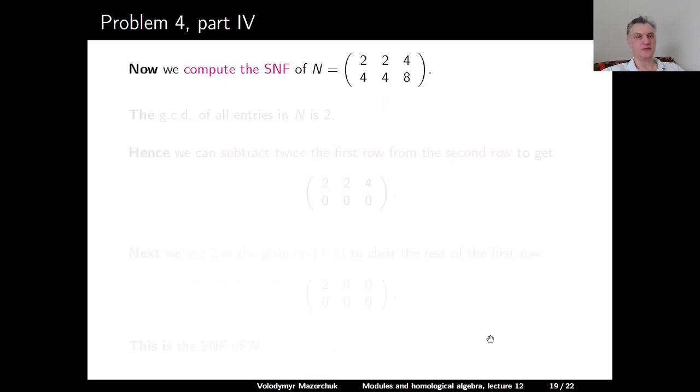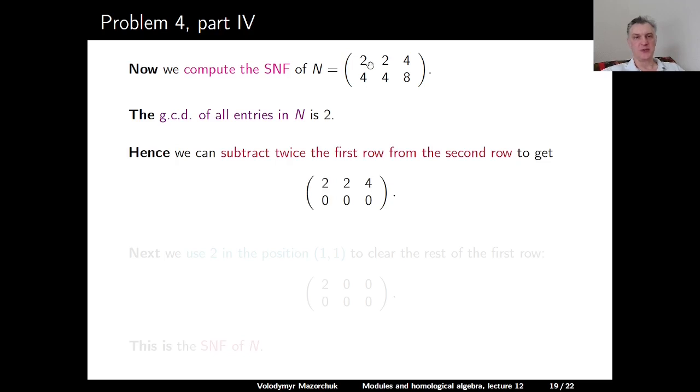Now we need to compute the Smith canonical form of the matrix N, which is 2, 2, 4, 4, 4, 8. The greatest common divisor is 2, so we can use this 2 in position (1,1) to kill everything else in the first column. So we subtract twice the first row from the second row, and we get the matrix 2, 2, 4, 0, 0, 0. Now we use 2 at position (1,1) to kill everything else in the first row using elementary column operations. So we subtract the first column from the second column and twice the first column from the third column. And we get the matrix 2, 0, 0, 0, 0, 0. This is our Smith canonical form for N.